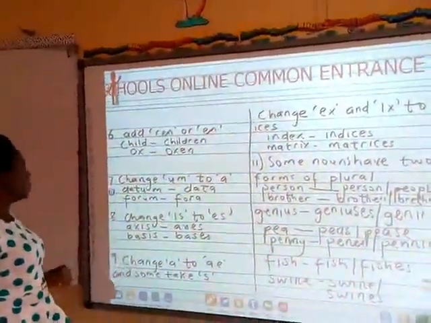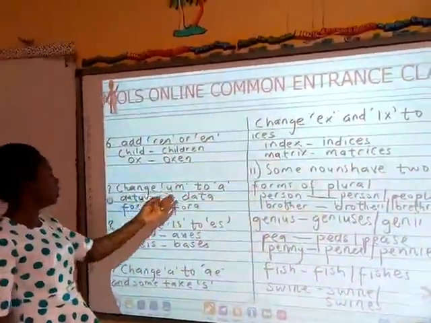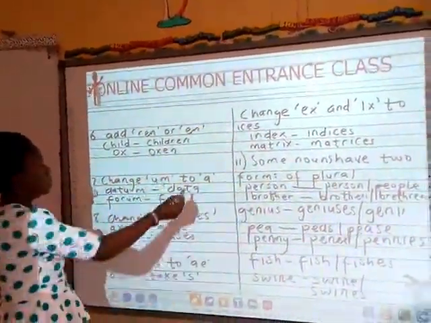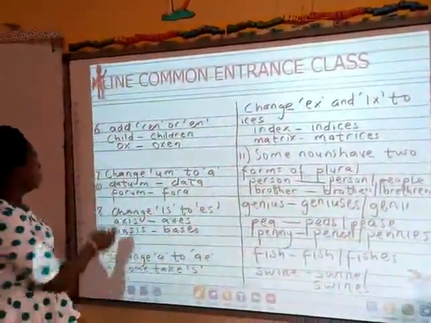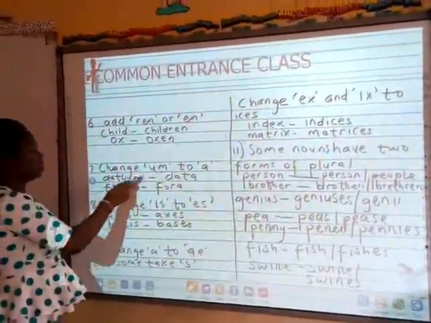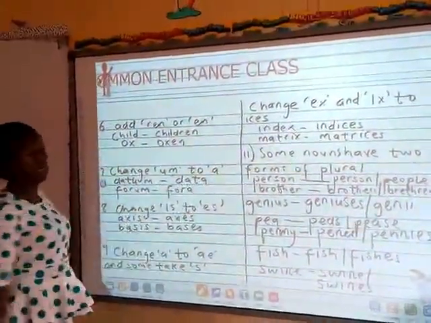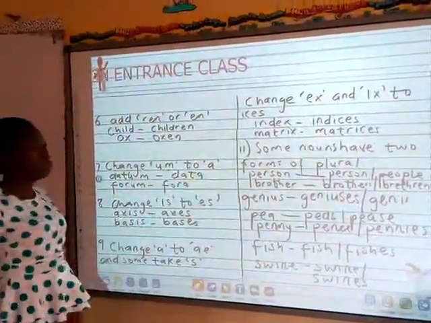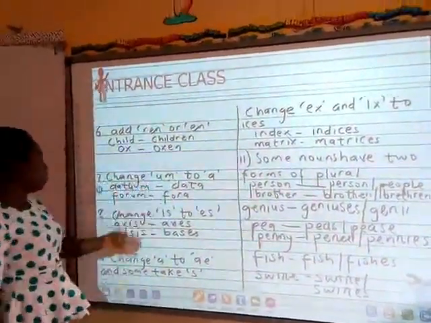The next one, by changing UM to A, that is, wherever you see UM, you just replace it with A. So look at this, datum. You'll see the plural, you remove the UM and you replace it with A, that is data. And forum, we have fora. So the plural of a forum is fora.